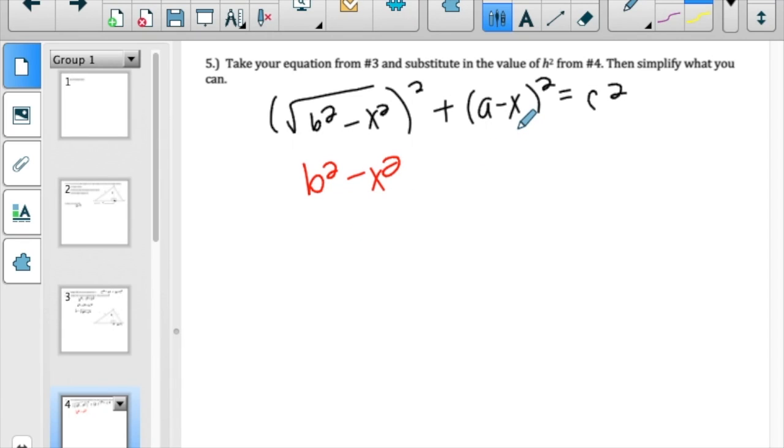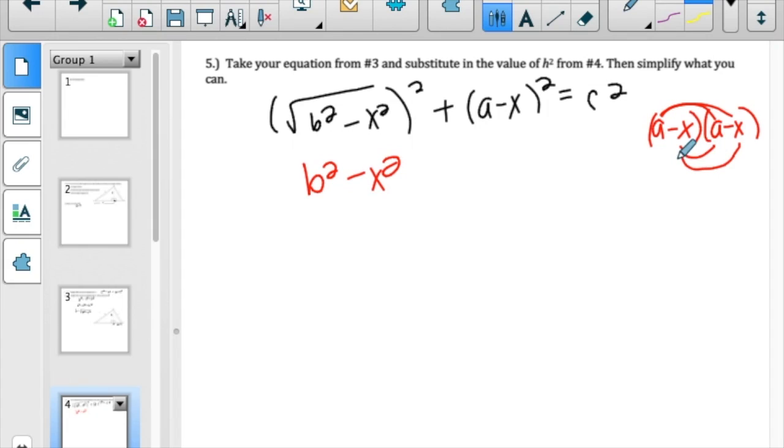How many of you have ever double distributed before? So this says (a - x) squared. I need to take this binomial times itself. I'm going to show you what that looks like over here on the side. (a - x) times (a - x). So you need to take a times a and a times negative x. You also will take negative x times a and negative x times negative x.